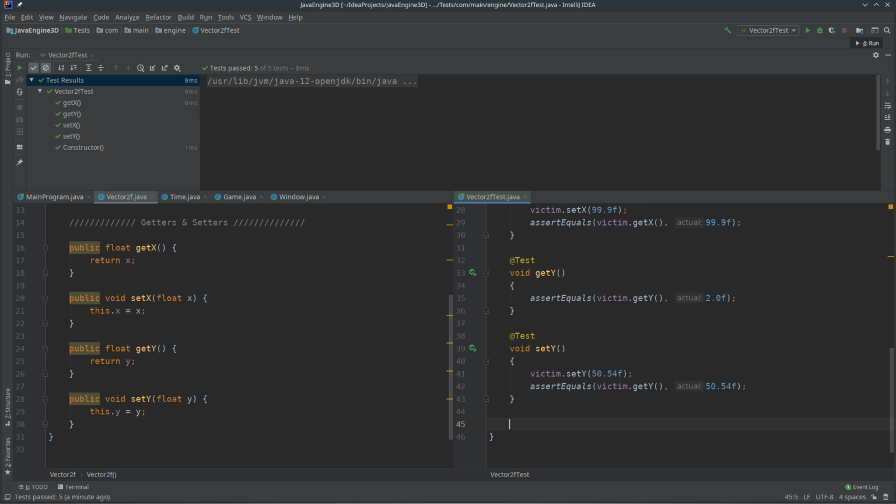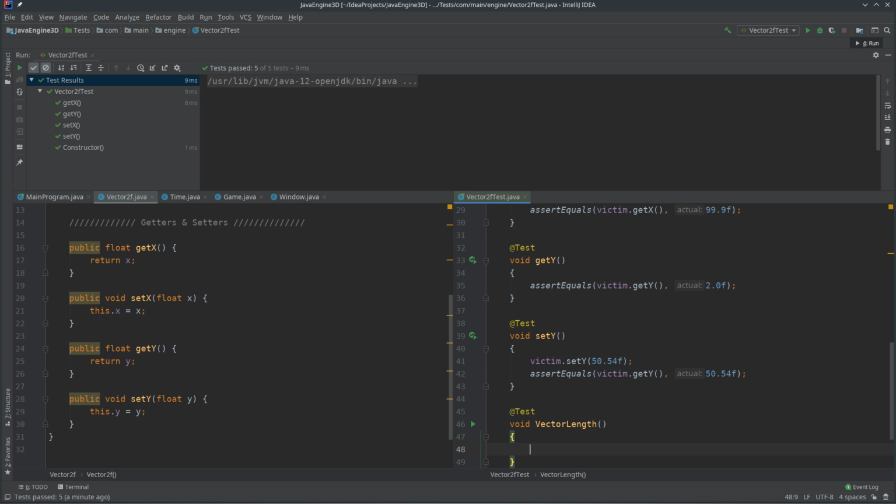What's the first thing we should write then? We'll have a test method, and we are going to write vector length. Okay. And this test is how to calculate the length of a vector. Now, you don't need to know any maths. It's all right, people. Don't worry. This is probably going to be quite simple, really. How does it work? Well, we want to calculate the length of our victim.